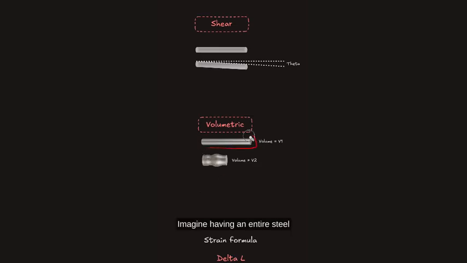Finally, you have volumetric strain. Here, imagine having an entire steel rod and it's being squished, meaning you are actually applying forces in multiple directions. So here, you cannot say that the change in length occurred only in one particular direction. Here, the result is a change in volume. So you have V1, which is the original volume, and V2 is the final volume. The difference that the load caused is a change in volume, which we need to keep track of.